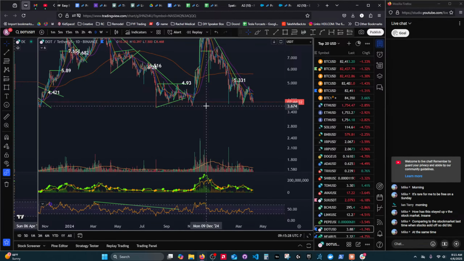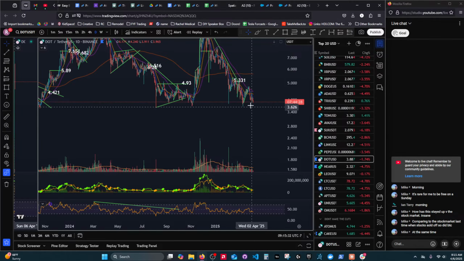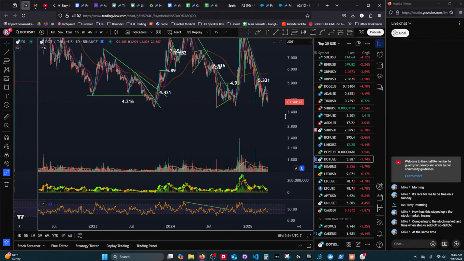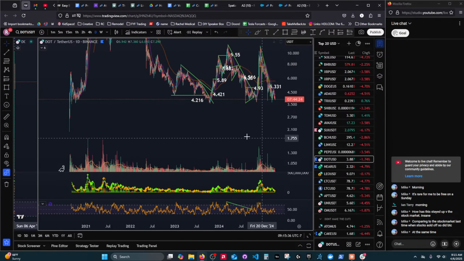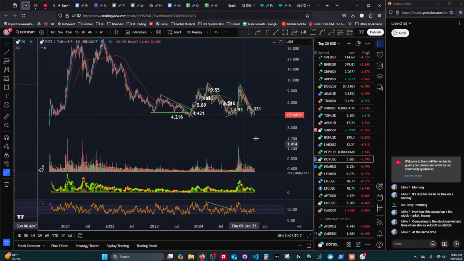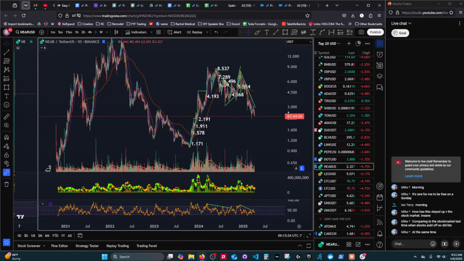Starts to break that 3.67. It's wide open. Nothing under here for support. You got to go way back. Way, way back. Or it doesn't make any damn sense. 3.6. DOT has been just an absolute dumpster fire of a token. I mean, from 4.4 to 9.5 in a bull run is horrible. If this thing gives it up, it's just dead probably. Good one to short.